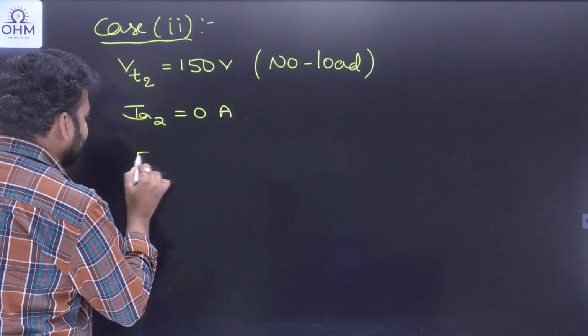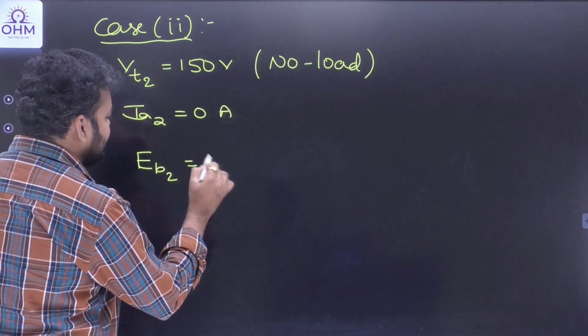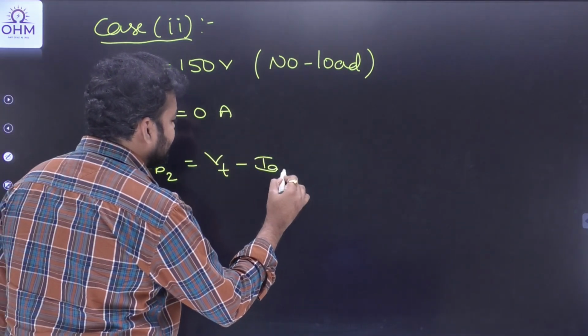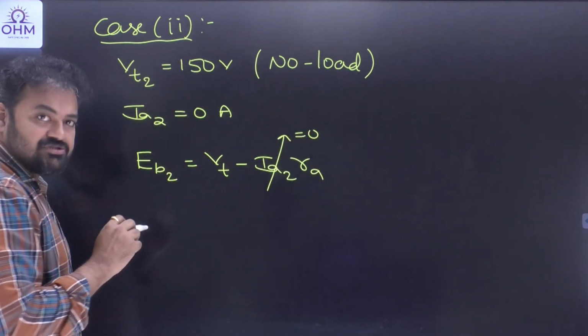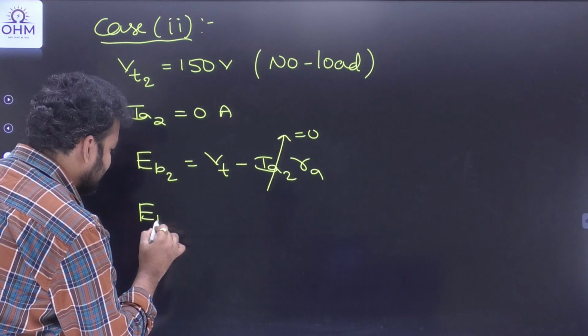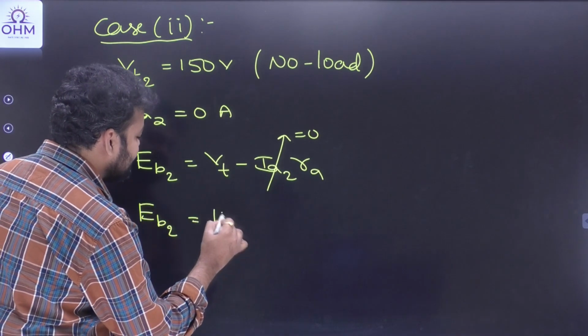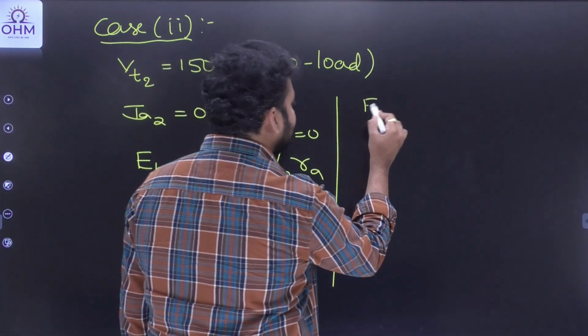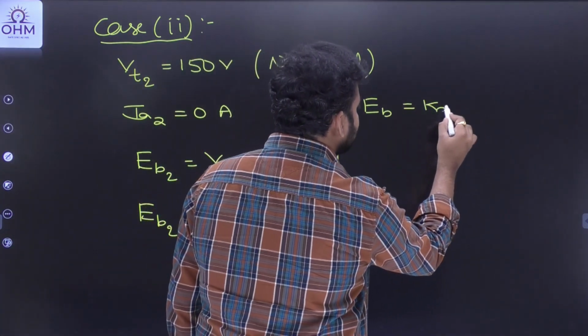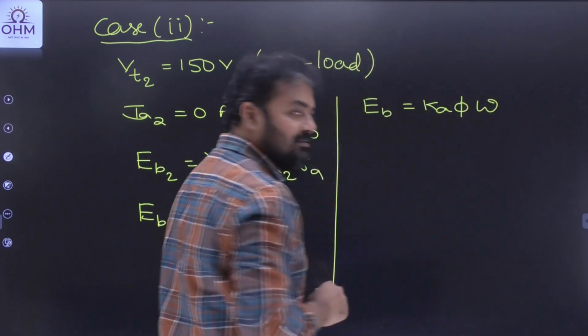What is the formula for back EMF? We know back EMF is equal to simply Vt minus Ia into Ra. But right now Ia is 0 because there is no load. That means back EMF is simply equal to Vt, which is 150. At the same time, what is the formula for back EMF? Back EMF is also equal to Ka phi into omega.